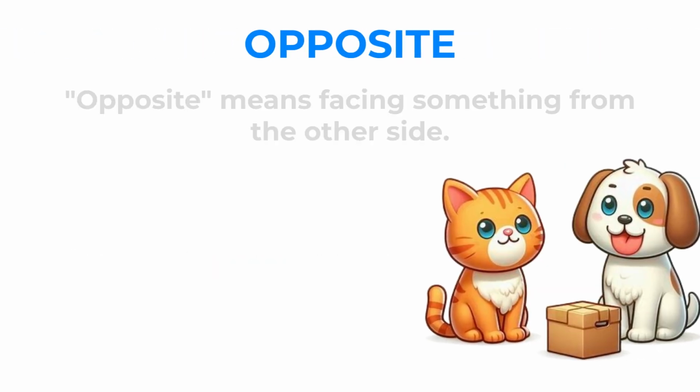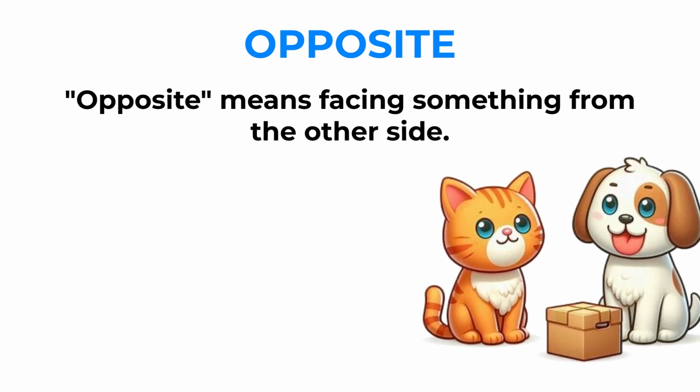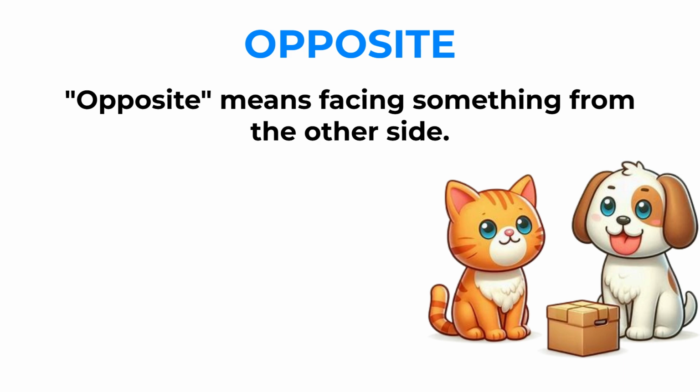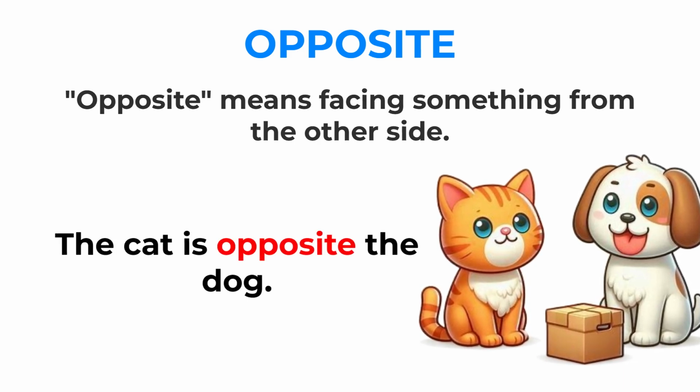Opposite. Opposite means facing something from the other side. Now the cat sits on the other side of the box. Example sentence. The cat is opposite the dog.